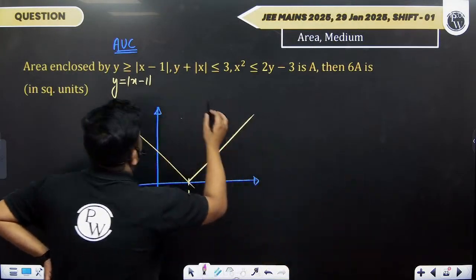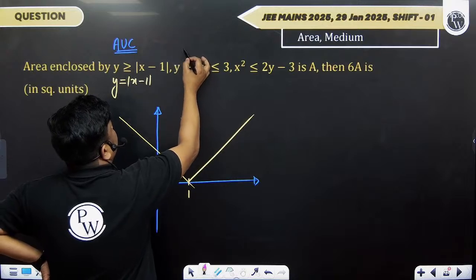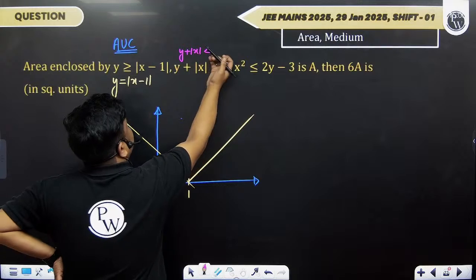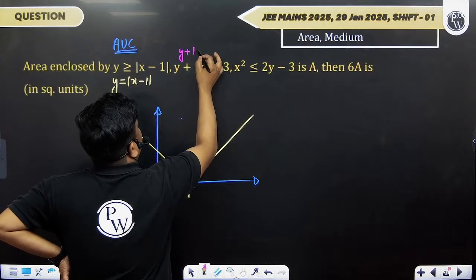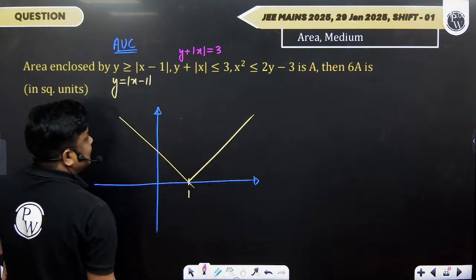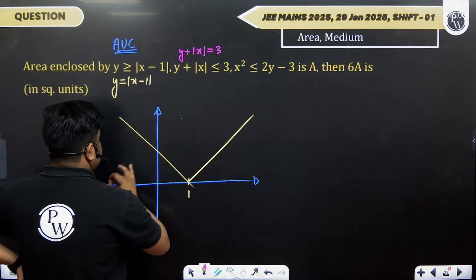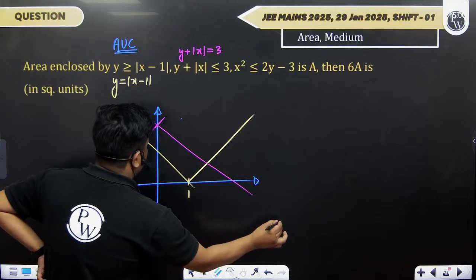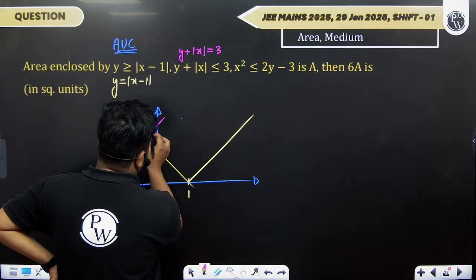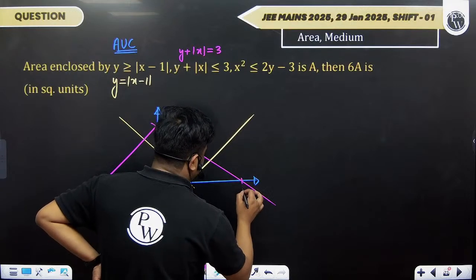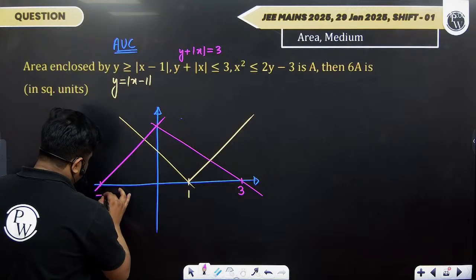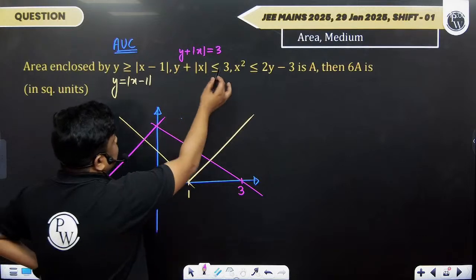Now for the second graph, I am plotting y plus mod x less than 3, or I can plot for 3. More than this means this area. This graph will be something like this. These are not parallel lines. This will be 3, and this will be minus 3. So this is the second curve.